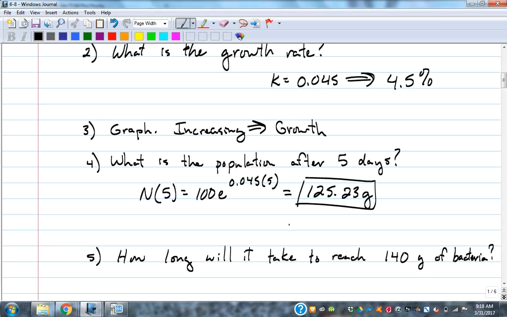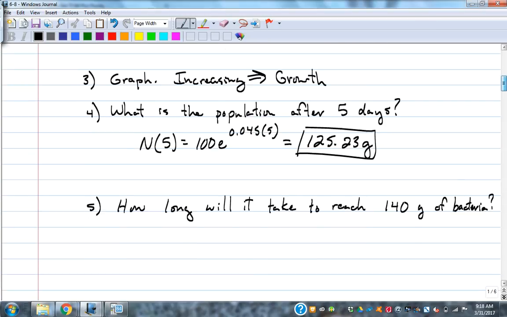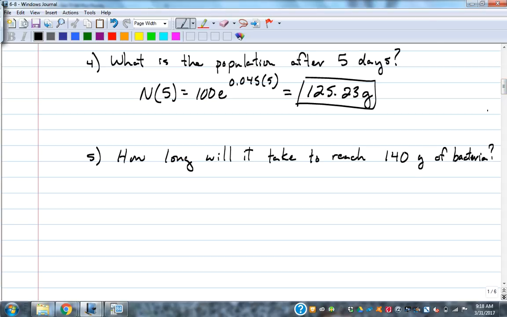So real easy, just cranking it out. Number 5 is a little bit more college algebra level. How long will it take to reach 140 grams of bacteria? Right, so you've got to figure it's more than 5. But how are you going to figure out exactly how long? Plug it in where? For the N of T, yeah. So this side over here, we're going to set it equal to 140. And we're going to solve for T.